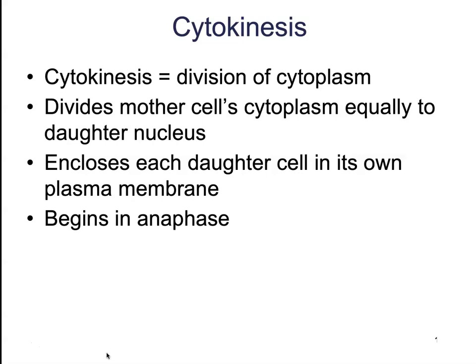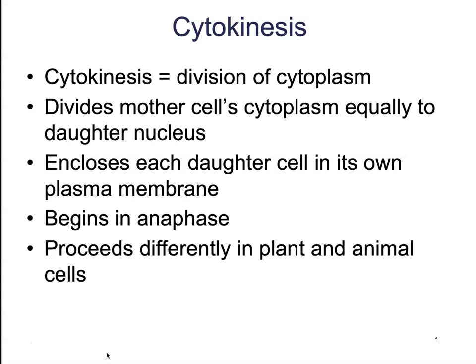A lot of times this phase, cytokinesis, is going to begin early on. We can actually see the first couple hints of it early on in anaphase. Now, the interesting thing about cytokinesis is that it's going to proceed differently in plant versus animal cells. It just depends on the shape and the structure of the overall cell as a whole.